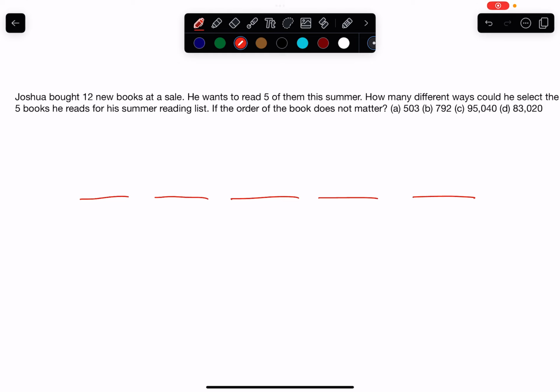So what you would do is, every time there's a spot you want to fill, you say, well, how many different ways could this spot be picked? For instance, how many ways could I pick the first book? Well, there's 12 books to pick from, right? So there's 12 different ways to pick the first book. But now the second book, well, I'm going to assume that he's not going to pick the same book to read again and again. So we've already picked the first one. There would be 11 ways to pick the second book.